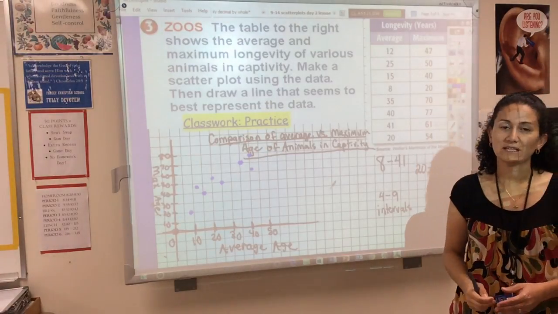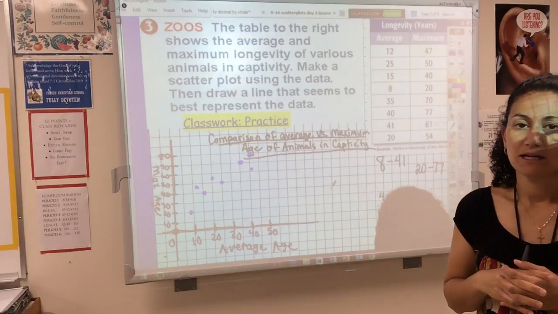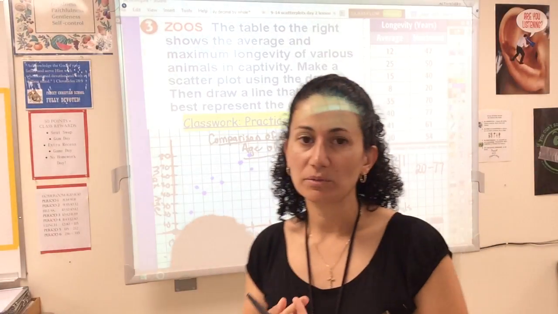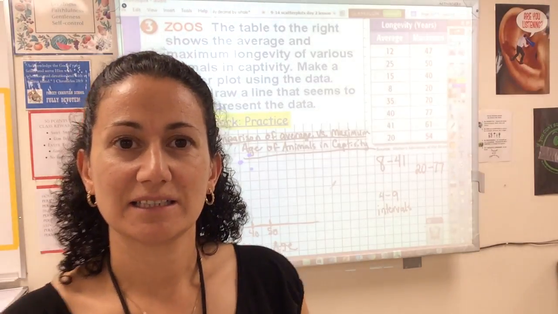Okay, hopefully you understand how I constructed that scatter plot. Bring all this with you tomorrow with your completed scatter plot, and we will practice constructing again in class. See you then.